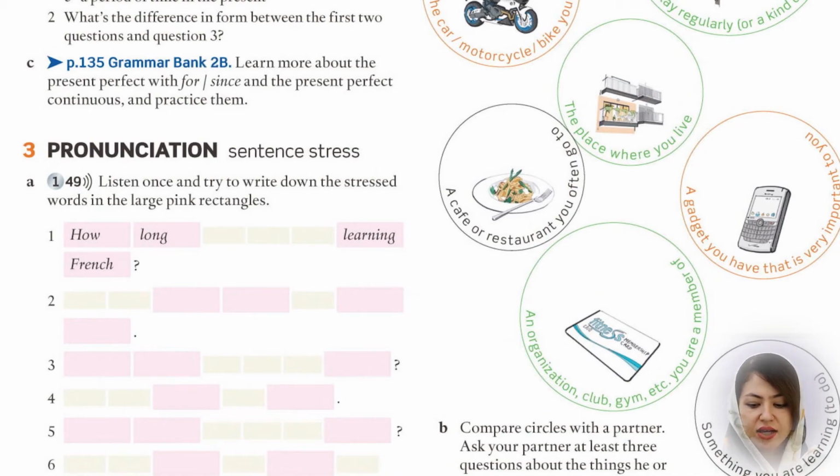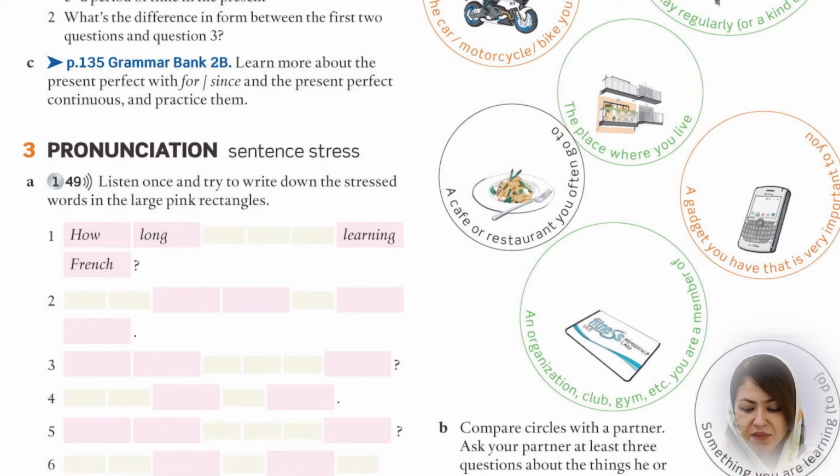And next is a gadget you have that is very important to you. For instance, I've had my cell phone, okay, since 2000, okay? It's a very old phone. Now next is an organization, club, gym, or etc. you are a member of. Okay. So, for instance, I've been a member of UIA for 2 years.